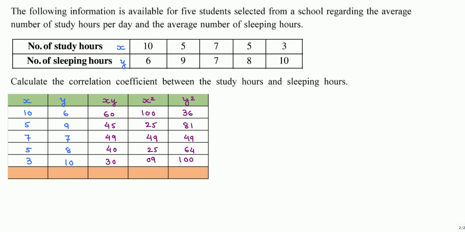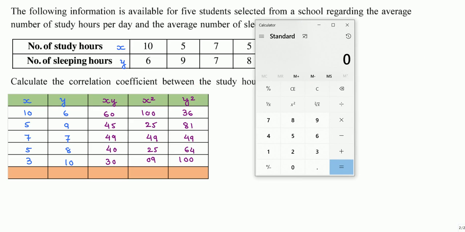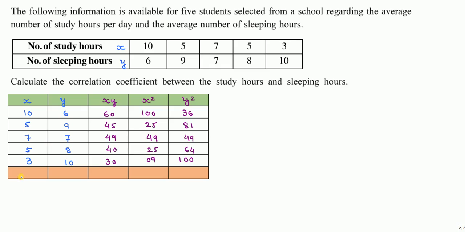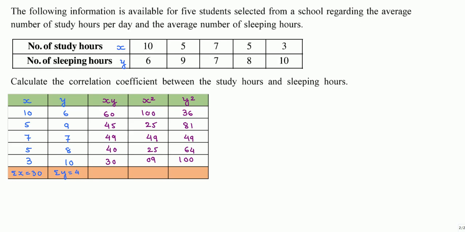Now afterward we have to find the total. First 10 plus 5 is 15, 15 plus 7 is 22, plus 5 is 27, plus 3 is 30. So sigma x equals 30. Now sigma y: 6 plus 9 plus 7 plus 8 is 30, plus 10. Sigma y equals 40.